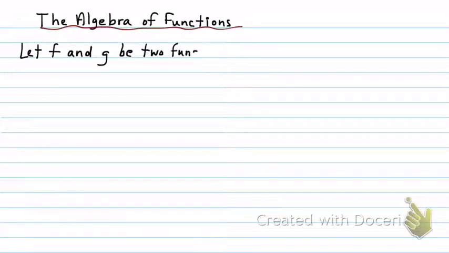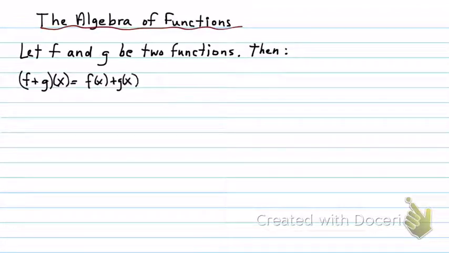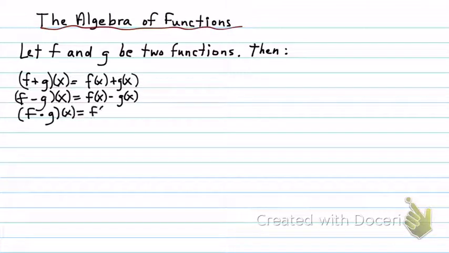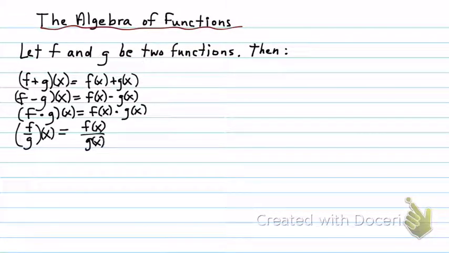So let f and g be two functions. Then the following is true. (f plus g)(x) is equal to f(x) plus g(x). In other words, (f plus g)(x) is a new function that you get by adding your two functions. (f minus g)(x) you're going to get by subtracting the two functions. (f times g)(x), multiply the two functions. And (f divided by g)(x), divide the two functions.